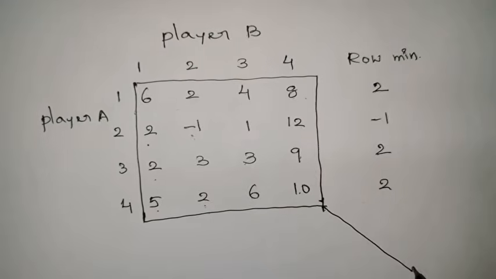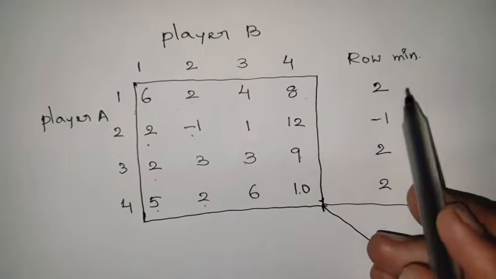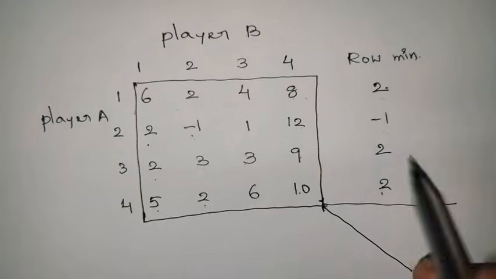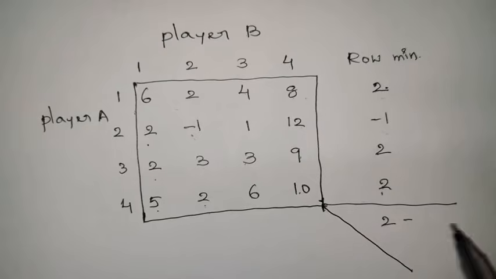Now let us find the maximum value. In the row minimums, 2, minus 1, 2, 2, the maximum value is 2. So we call this value the maximin value.